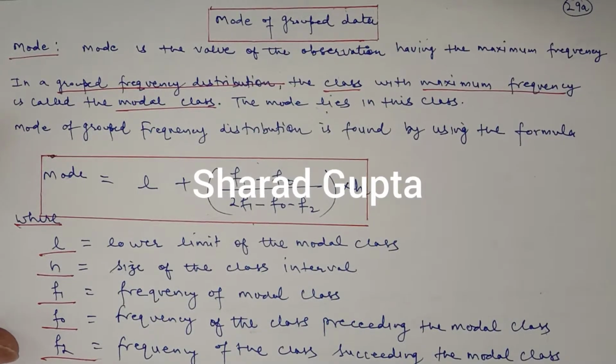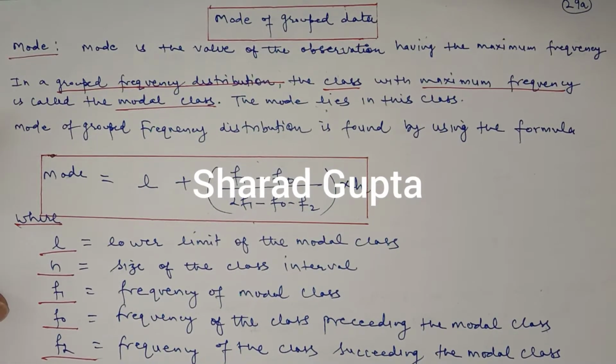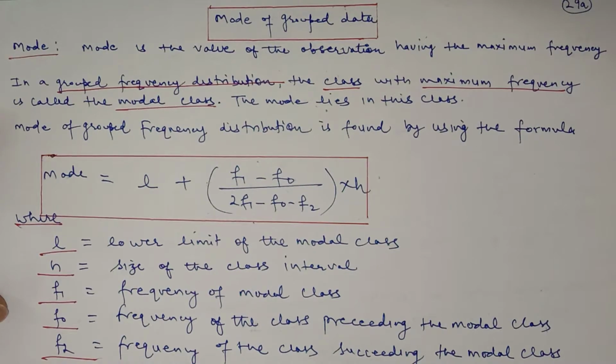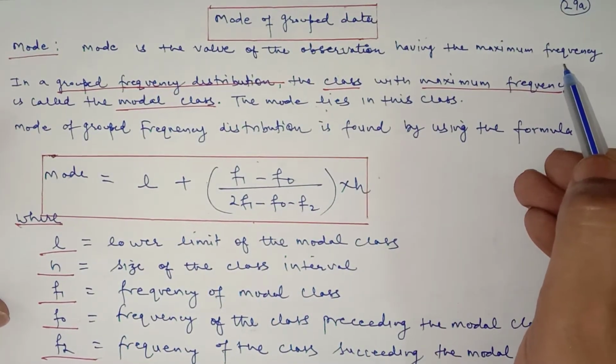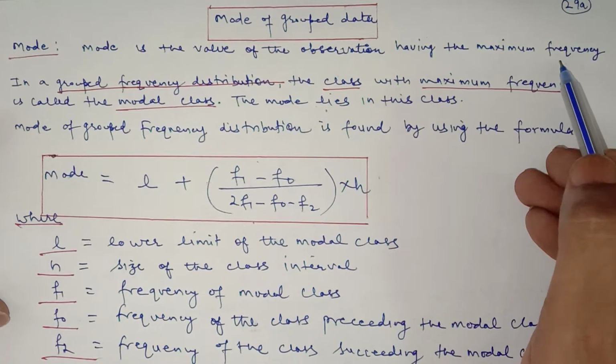This is lecture number 3 for the chapter Statistics for class 10th, and in this lecture we'll discuss the topic mode of the group data. Now what is the mode? Mode is the value of the observation having the maximum frequency. The data which has the maximum frequency is known as the mode.